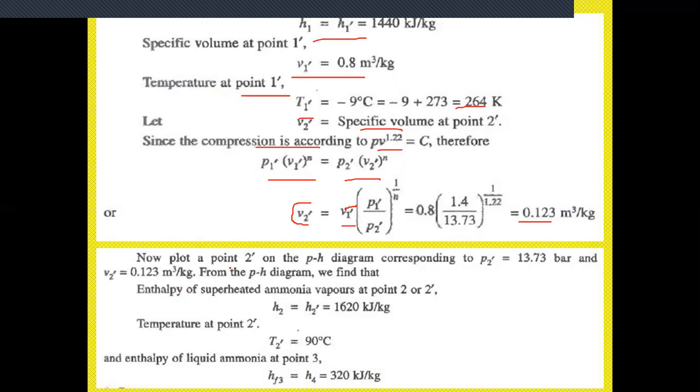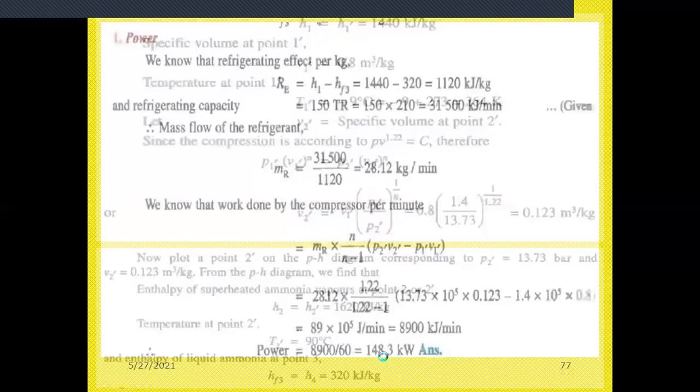Now plot the point P2. So therefore, finding for the PV diagram, how to plot: here we have plotted in this manner. Now the enthalpy of superheated ammonia at point 2 is H2, equal to 1620. Therefore the temperature T2 is equal to 90 degrees, and the enthalpy at T3, H4, is equal to 320 kilojoules.